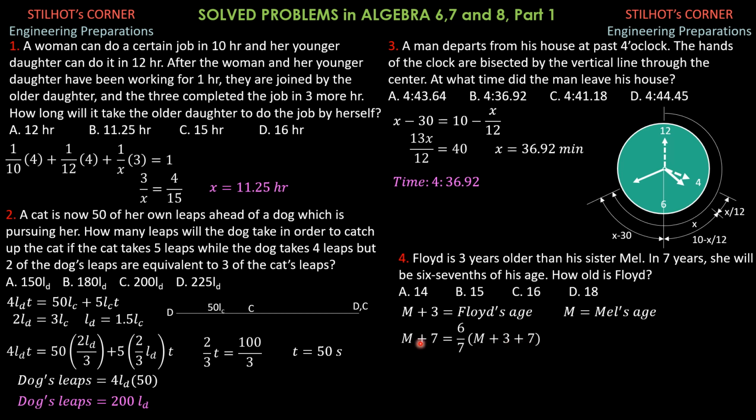Cross multiply: 7m plus 49 equals 6m plus 60, because 6 times 10 is 60. 7m minus 6m is m. 60 minus 49 is 11. So m is 11. Mel is 11 years old at present. So Floyd is 11 plus 3. So Floyd is 14 years old.